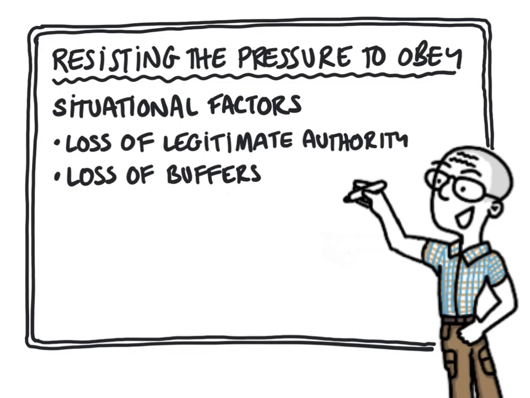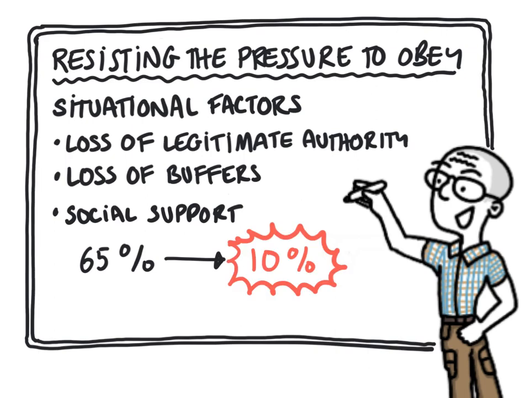We can see this in the variations where participants were in the same room and able to see the learner being shocked. And most importantly for us, social support. This is where there are other dissenting or disobedient allies. Milgram found that when he included one or more other teachers who were in fact experimental confederates, when they refused to continue, obedience rates in the actual participant fell from 65% to around 10%.